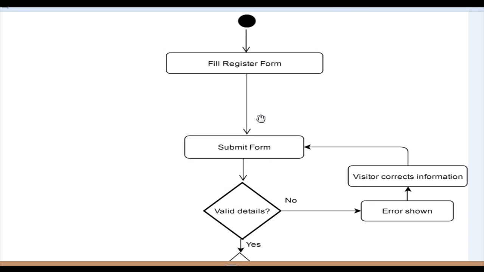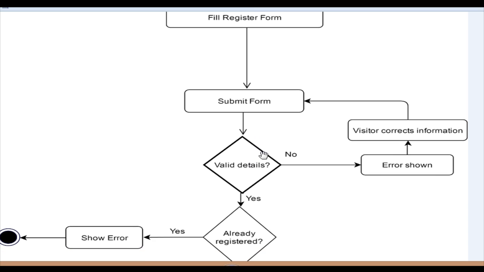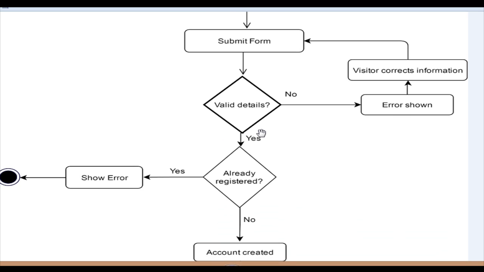Registration. The visitor fills the registration form. After filling the form, they submit the form. After submitting, the system checks the validation. Is the validation correct or not? If the validation is not correct, it shows an error message, and the visitor enters correct information again. They submit the form, and the system checks the validation details again. Is the validation correct?